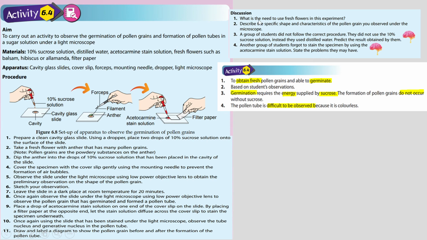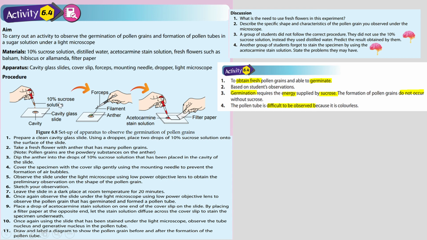First, why is there a need to use fresh flowers? Because we want to obtain fresh pollen grains that are able to germinate. Then, describe the specific shape and characteristics of the pollen grain under the light microscope. This varies depending on the student's specimen and observation. Number 3, there is a group of students who did not follow the correct procedure. Suppose they use distilled water instead of 10% sucrose solution. What will be the outcome?